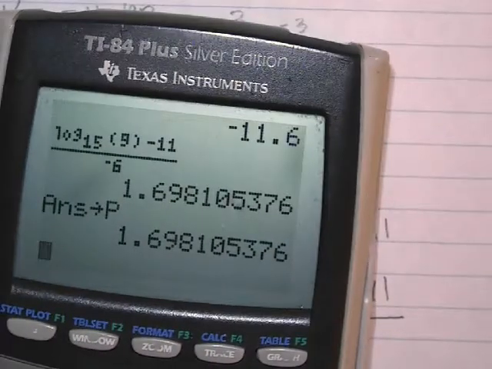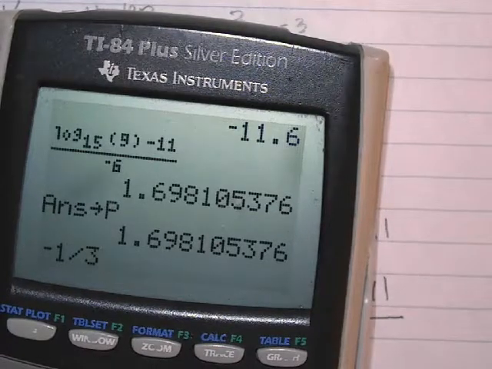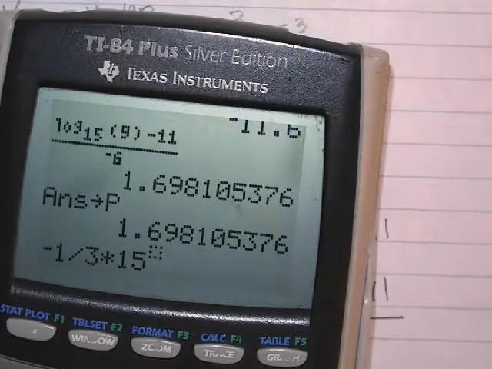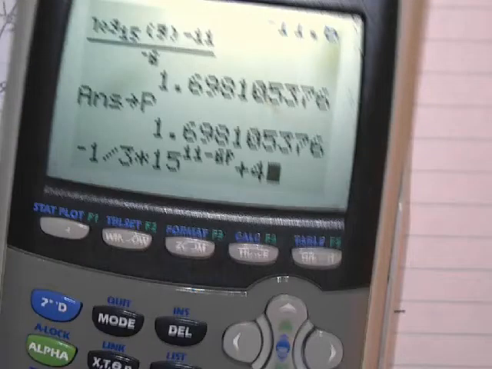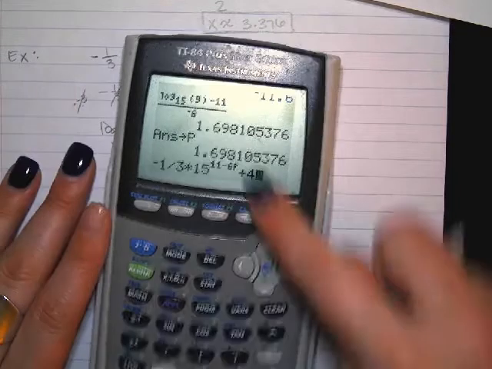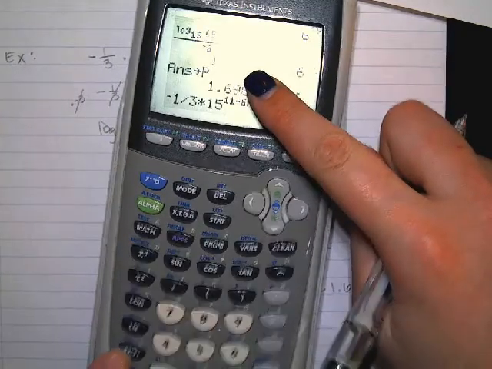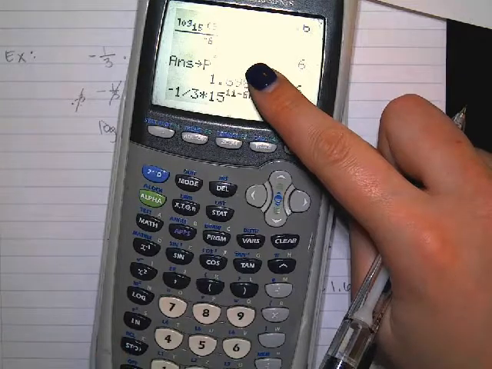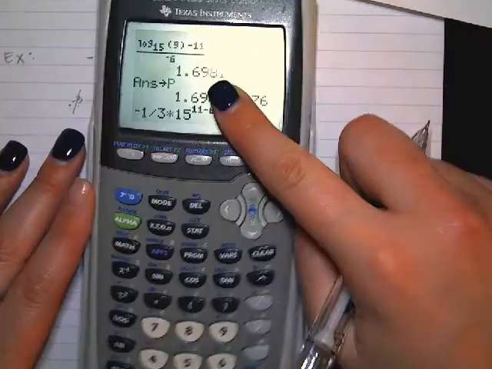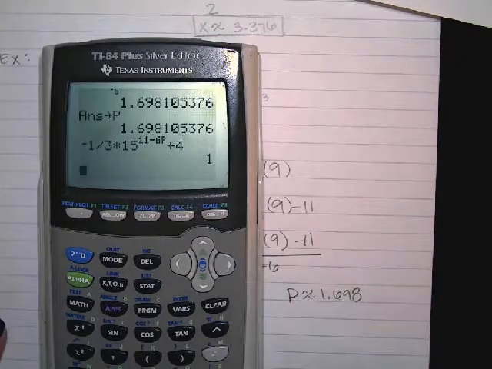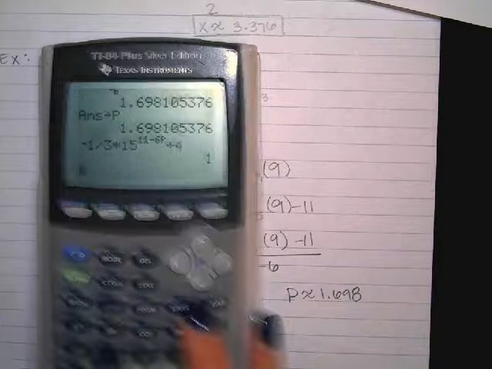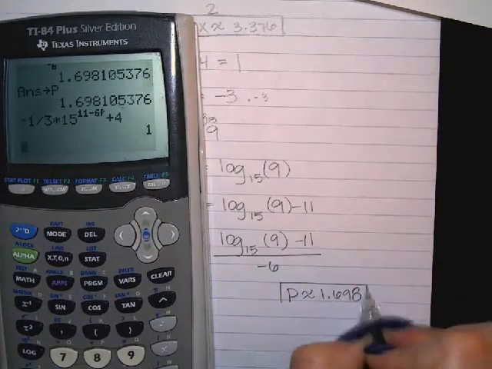And then my original problem was negative 1/3 times 15 to the 11 minus 6p plus 4. When the decimal is still on your screen, you hit the store button down here, and it says answer goes to, and then you just choose a letter. Okay. So then I'm typing in the problem exactly the way it was written to start with, and it equals 1, and it was supposed to equal 1, and so we got it right. Isn't it nice when that happens? Love it when I get problems right.